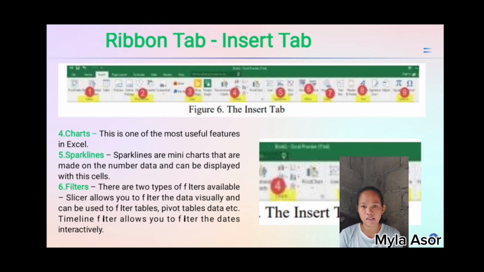And number 6 is filters. This group provides options for filtering data. The first one is a slicer, visual filtering for tables and pivot tables. Number 2 is timeline filter, interactive date filtering.